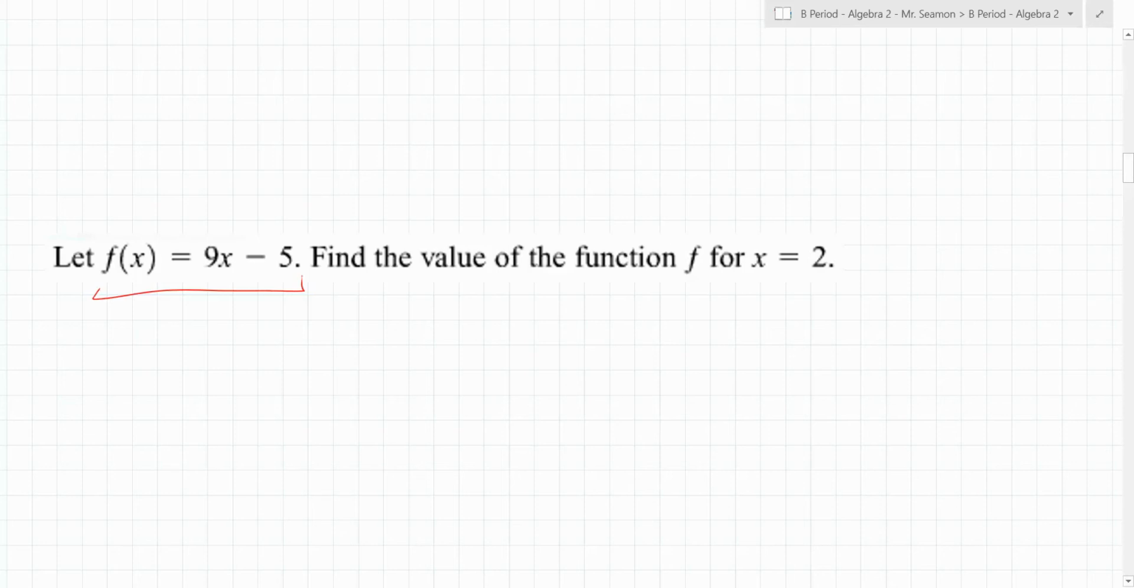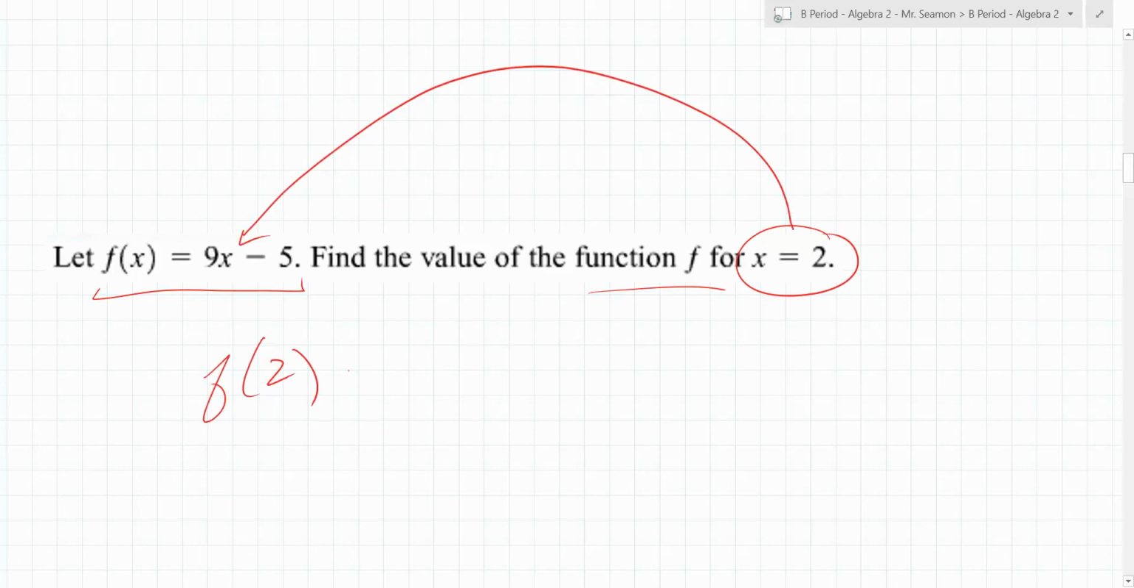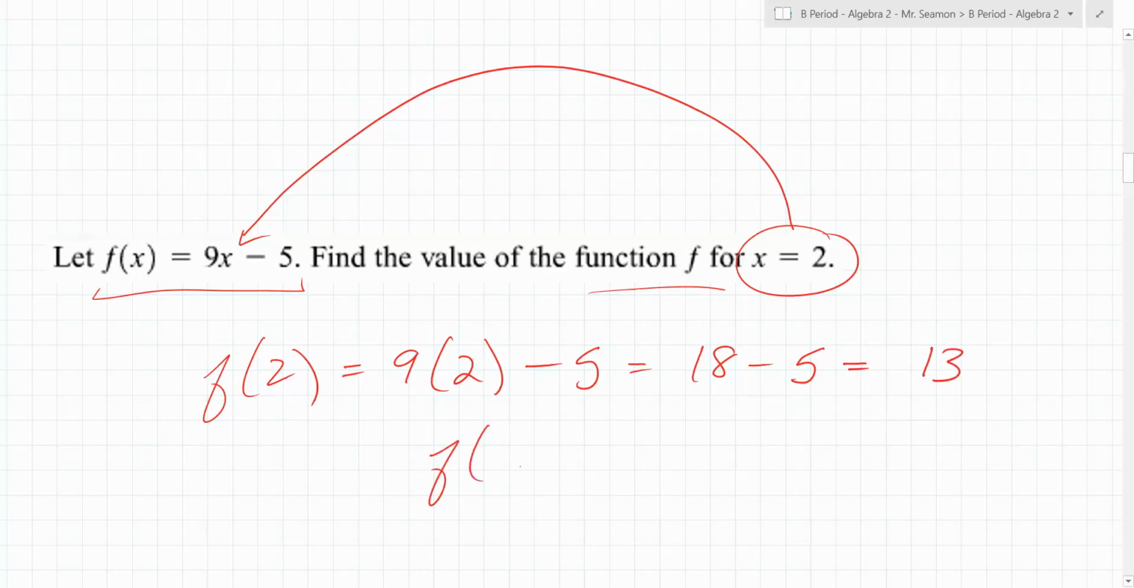So you could be asked, let f of x equal 9x minus 5. Find the value of the function f for x equals 2. All this means is you're finding f of 2. What that means is you're plugging in 2 for x. That's 9 times 2 minus 5. So that's 18 minus 5, which is going to be equal to 13. You now know the function f evaluated at 2 is 13. Keep in mind that we didn't multiply 2 times f. We just plugged in 2 for x right there.